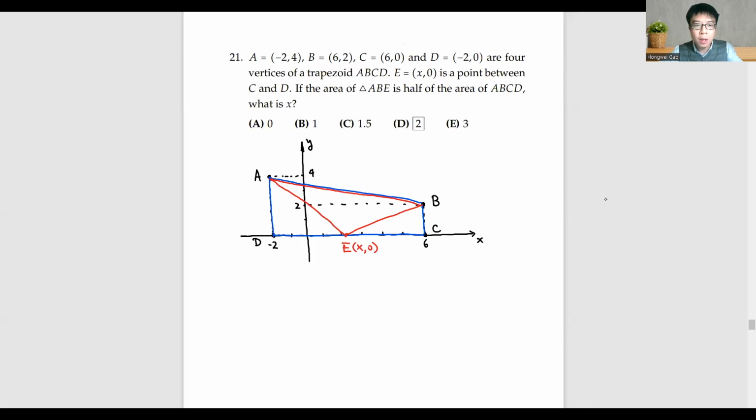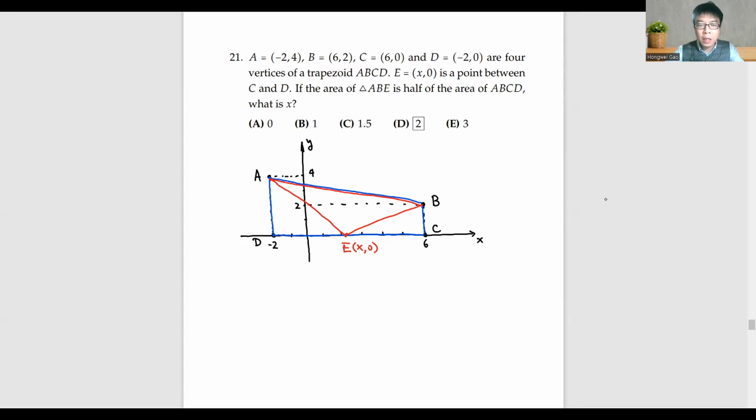Question 21. A, B, C, and D are 4 vertices of a trapezoid in this coordinate system. They are already drawn in this picture. E is a point on the x-axis between C and D, such that the area of ABE is half of the area of ABCD. What is x?